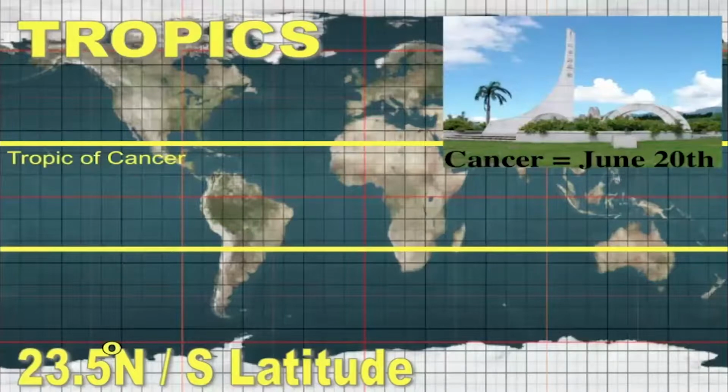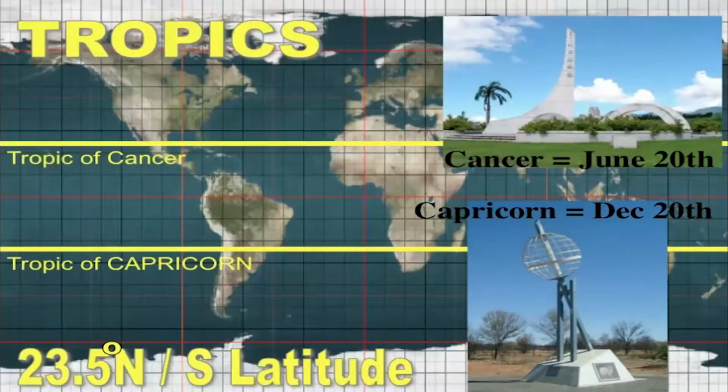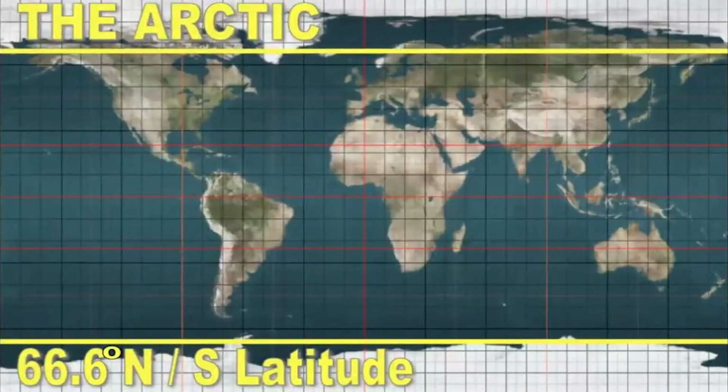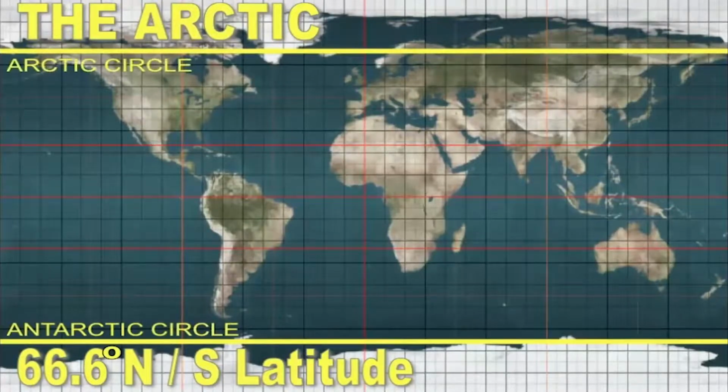To the south of the equator, we have the Tropic of Capricorn. Capricorn is also a zodiac sign, and the sun's direct rays shine on that line on December 20th, the first day of astronomical winter. There's a monument to the Tropic of Capricorn in Australia and the Tropic of Cancer in Thailand. The two northernmost and southernmost lines are the Arctic lines. The north one is called the Arctic Circle. The south one is called the Antarctic Circle.